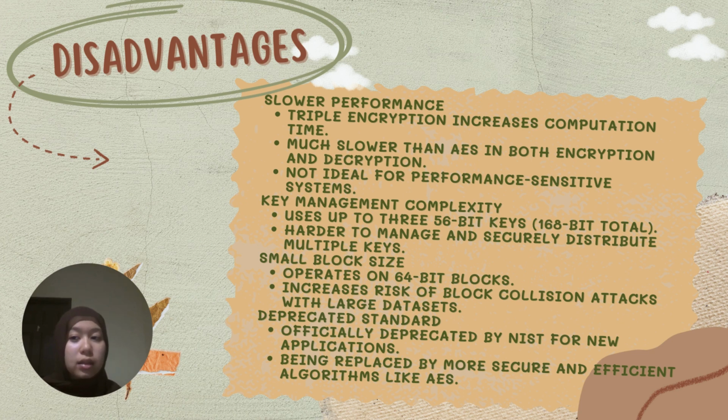Finally, Triple DES has been officially deprecated by NIST for new applications. Due to its older design and slower speed, it's now being replaced by stronger and more efficient algorithms like AES. This means it's no longer recommended for use in modern security systems.